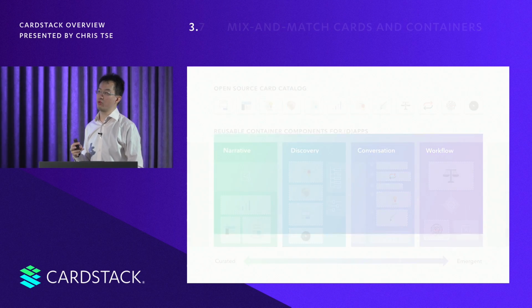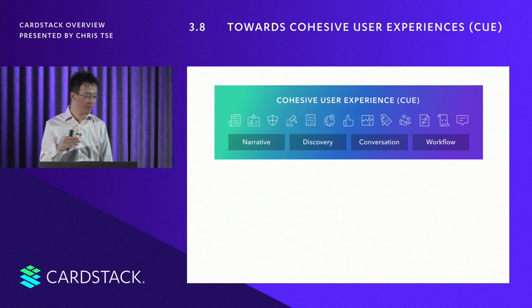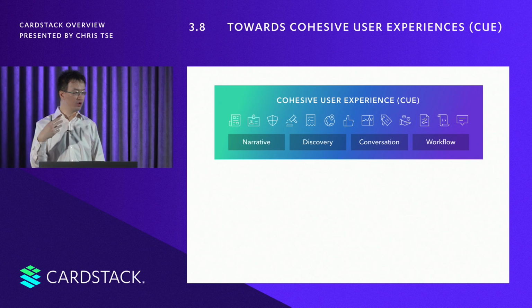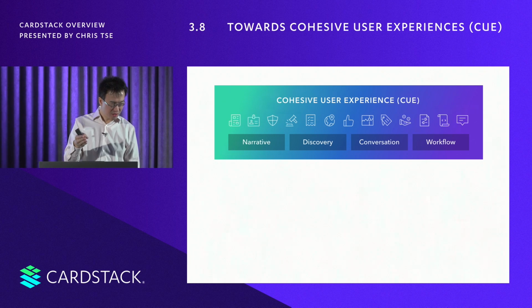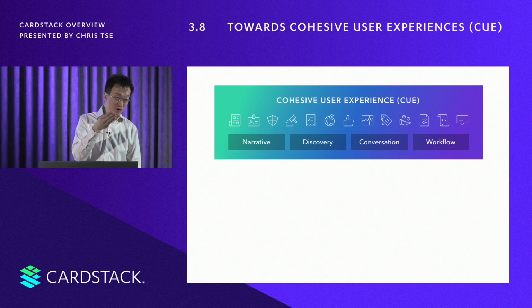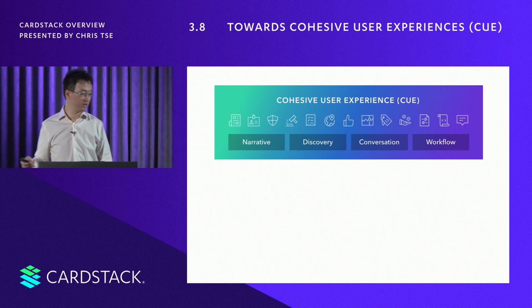So zoom out to recap, we believe that if we have a card catalog and we have the ability to create this cohesive experience around these reusable components, starting with narrated discovery and conversation workflow, basically CMS, Facebook newsfeed, Slack and chat, and pretty much other business systems that do workflow.